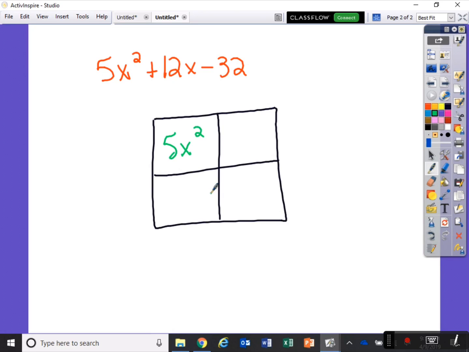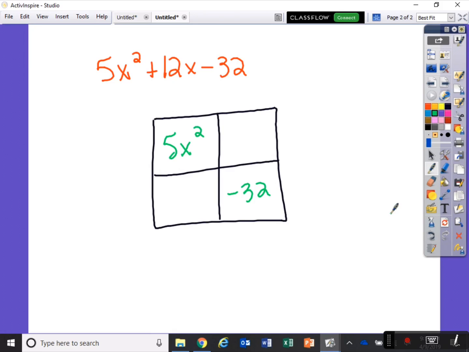What number is going to be the product of the last two numbers in the fourth box? Which one of these numbers up here would belong in this fourth box? Negative 32. Sorry, I worded it really weird.